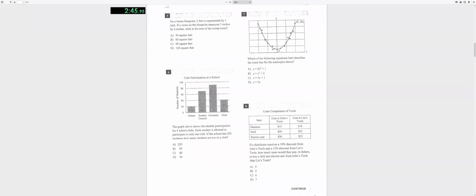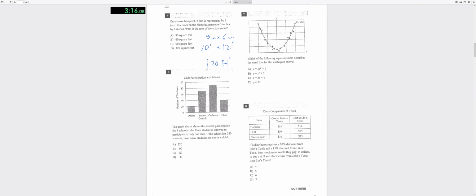All right, so now on a house blueprint, 2 feet by 2 feet represents 1 inch. If a room on a blueprint is 5 by 6, what is the area? So 5 inches by 6 is going to be the model, and we need to figure out what the real thing is. If every inch is 2 feet, that means that the real one is 10 feet by 12 feet. And as a result, the area of the actual room is 120 square feet.